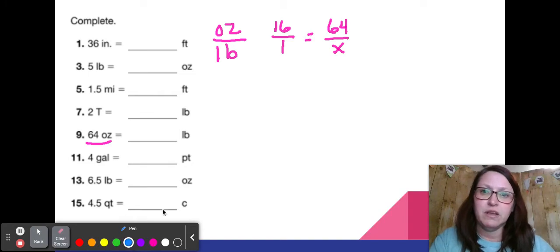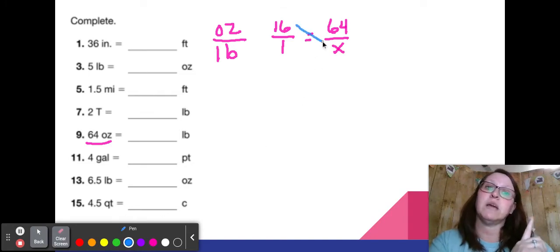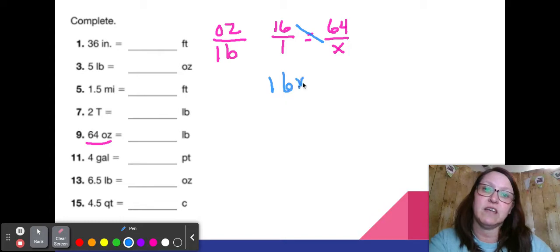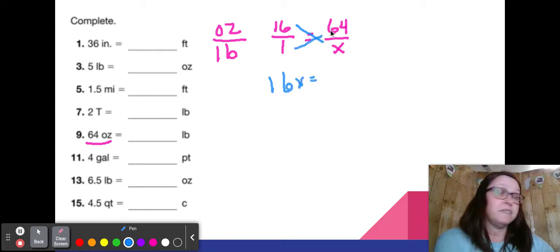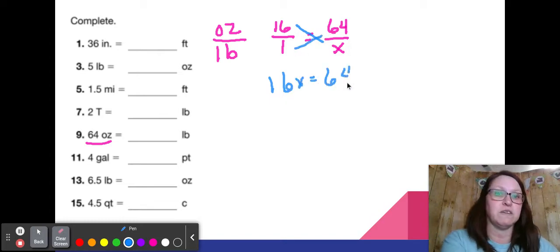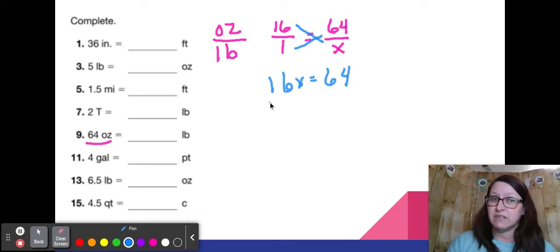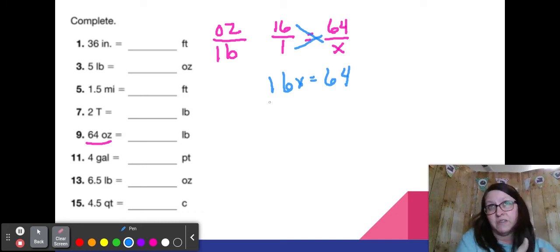So now at this point, I'm going to do 16 times X, which is 16X. And then I've got to do 1 times 64, which gives me 64. Now I have 16x equals 64. Now we've done our cross multiply. Now I divide, or I can ask the 3 questions.